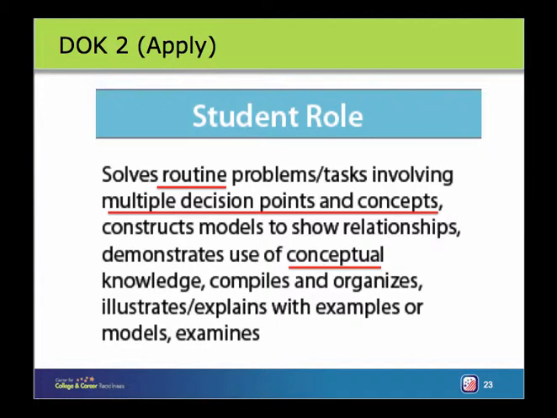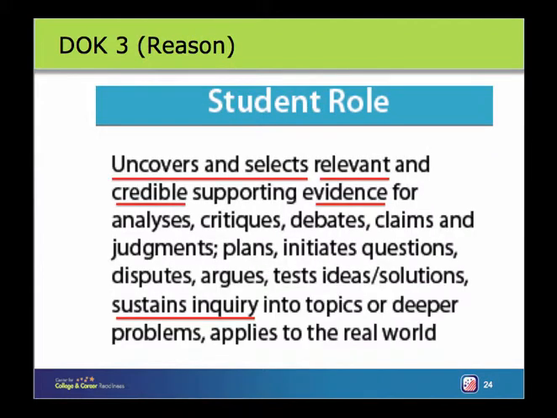So what would a depth of knowledge 3 look like? With depth of knowledge 3, the student uncovers and selects relevant and credible supporting evidence for analysis, critiques, debates, claims, judgments. They can plan, initiate questions, dispute, argue, test ideas or solutions. They can sustain inquiry into topics or deeper problems. They can apply it to the real world.